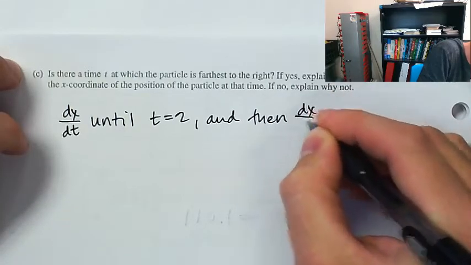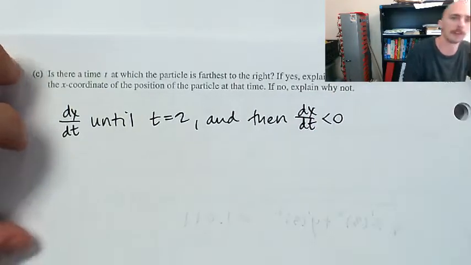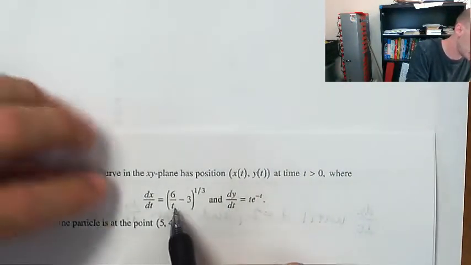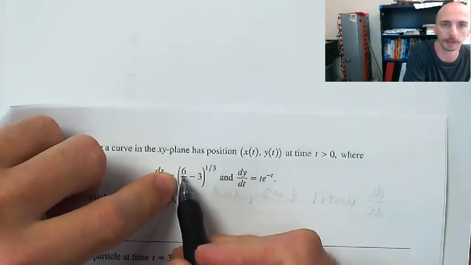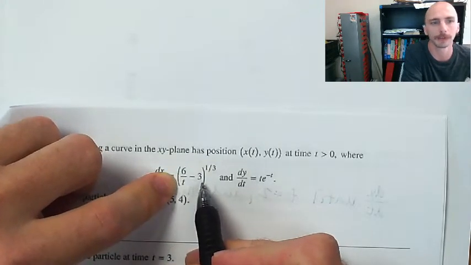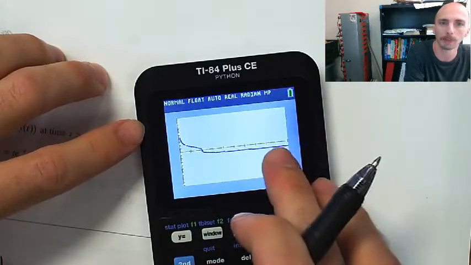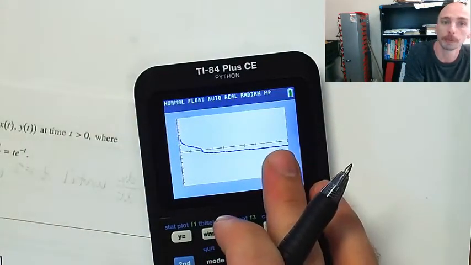And then dx/dt is less than 0. Let's see if that's always true, because if we take a number, yes, the bigger that t gets, the smaller that 6 over t gets. And I basically have -3 to the 1/3 power. So we're going to be approaching a horizontal asymptote of the cubed root of -3.